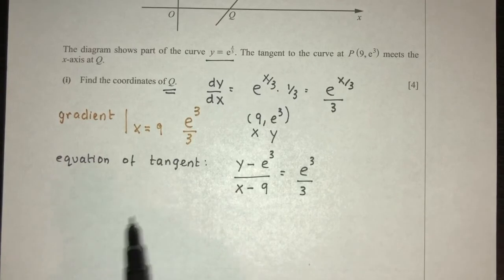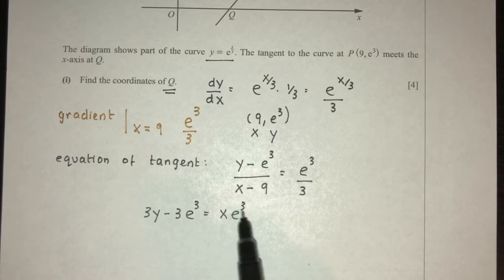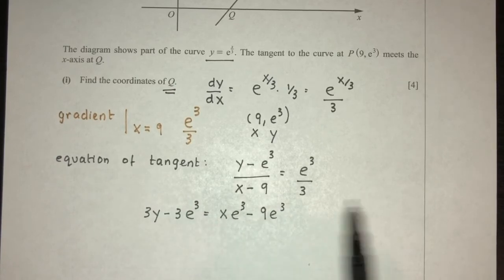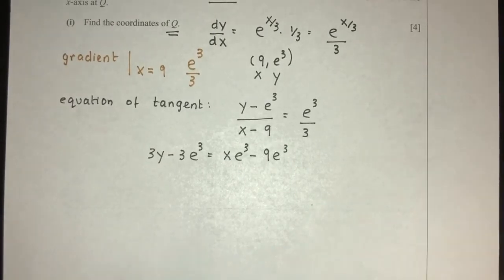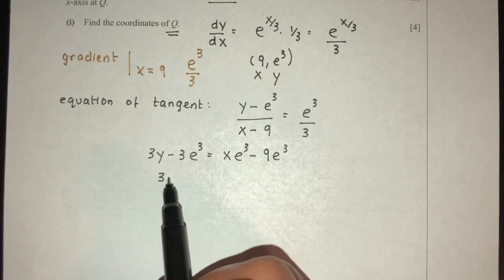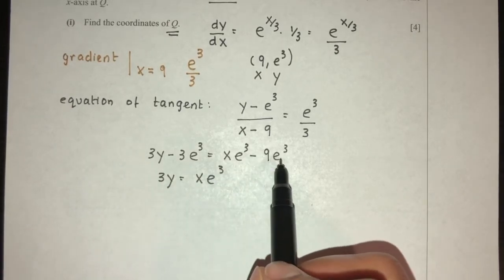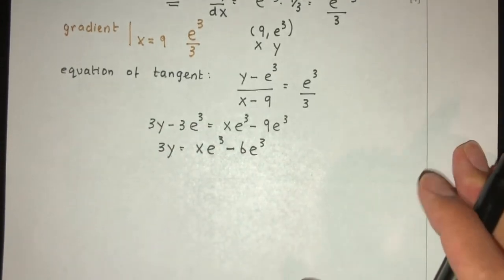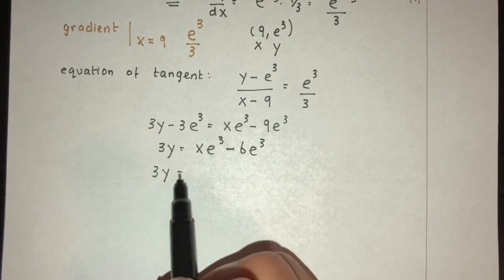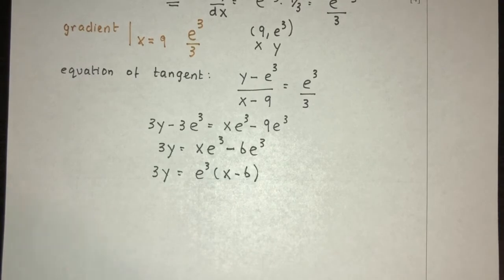Now we can cross multiply. You will have 3y minus 3e^3 equal to xe^3 minus 9e^3. Now you can try to simplify if you want to. You will have 3y is xe^3, so minus 9 plus 3 will be minus 6. So basically, that is the equation of your tangent, which is e^3 times x minus 6.